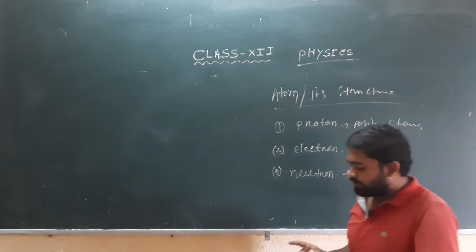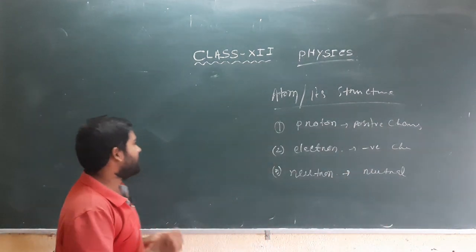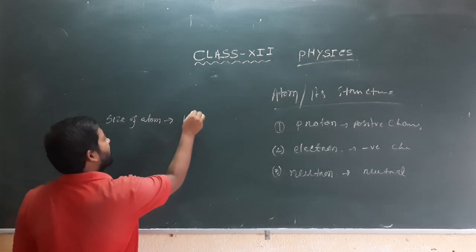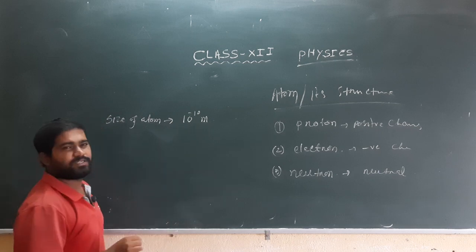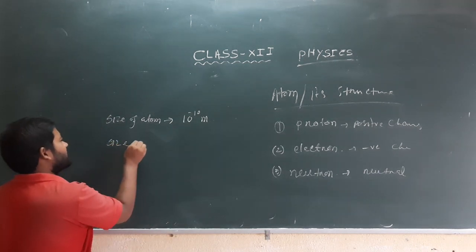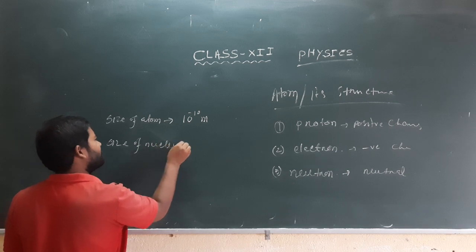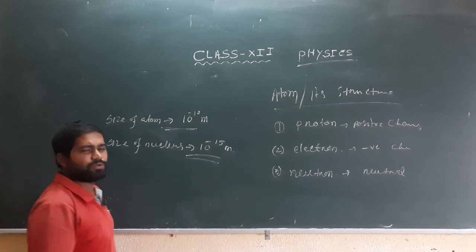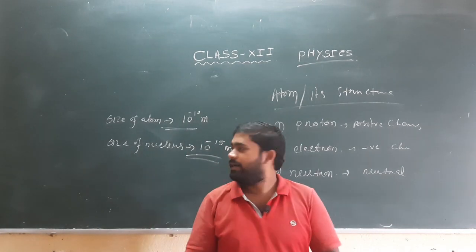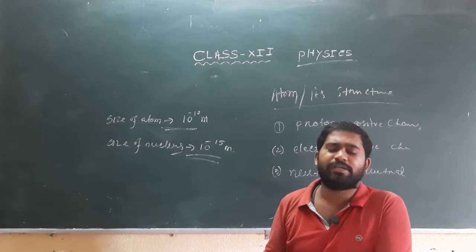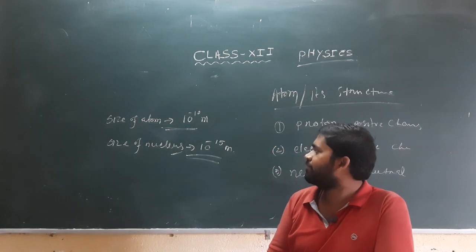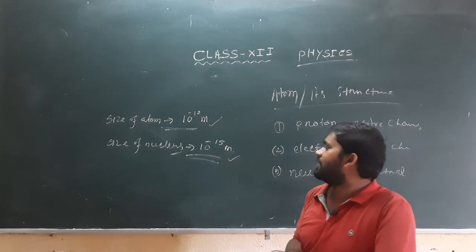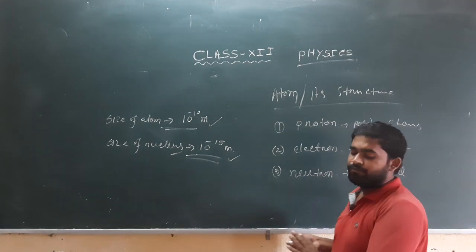Understand? When we observe the size of the atom, the size of the atom is of the order of 10 to the power minus 10 meter, and the size of the nucleus is of the order of 10 to the power minus 15 meter. These can also be taken as the radius of the atom and the radius of the nucleus. Okay.